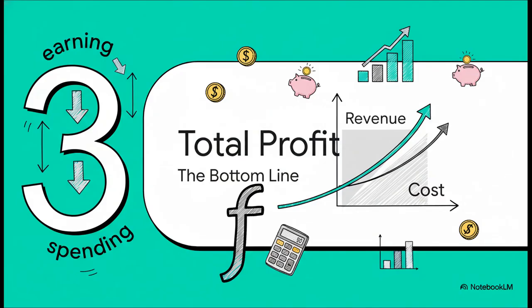Now, this is where it all culminates. The most powerful analysis happens when we bring both sides of the equation together. Because in business, it's not just about what you spend or what you earn. It's about the difference between the two. It's about what you actually keep. We are going to use integration to calculate the ultimate metric of a company's success, total profit.